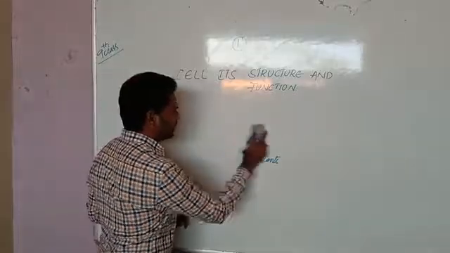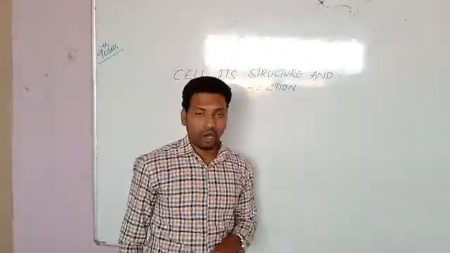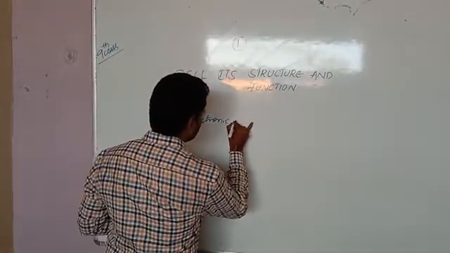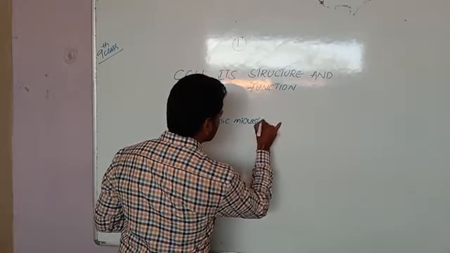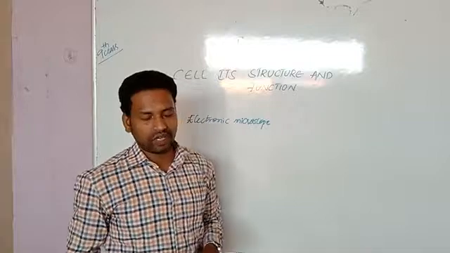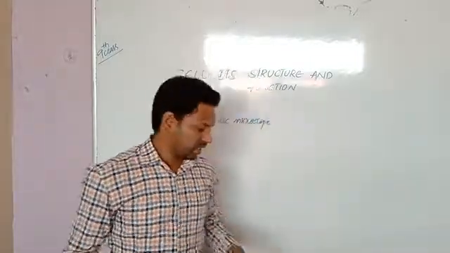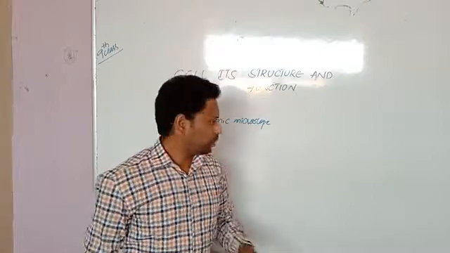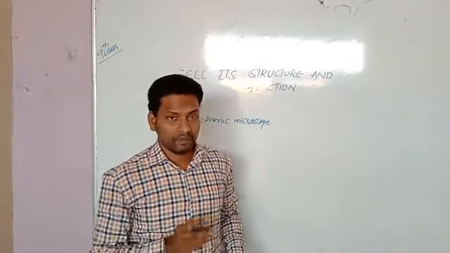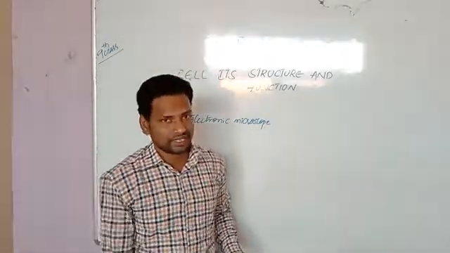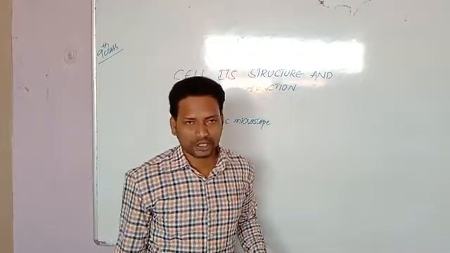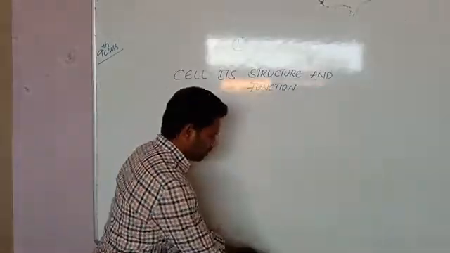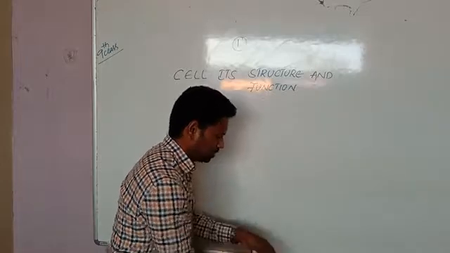So we know about cell structure and function only after the invention of the electron microscope. In previous days there were no such microscopes. Microscopes were there, but those were simple and compound microscopes only. The magnification of those microscopes was very low, but in the electron microscope the magnification is very high. So we can see the cell structure very clearly with the electron microscope.